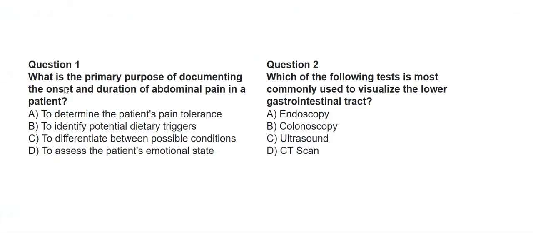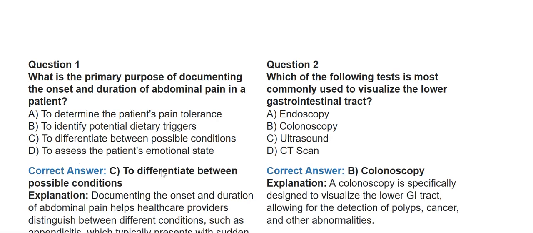Now, question 1. What is the primary purpose of documenting the onset and duration of abdominal pain in a patient? A, to determine the patient's pain tolerance, B, to identify potential dietary triggers, C, to differentiate between possible conditions, or D, to assess the patient's emotional state. Definitely C, to differentiate between possible conditions, as documenting the onset and duration of abdominal pain helps healthcare providers or clinicians distinguish between different conditions, such as appendicitis, which typically presents with sudden onset, versus chronic conditions like irritable bowel syndrome.